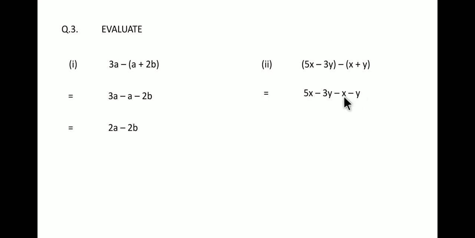Now you take the like terms and group them together. So 5x minus x, minus 3y and minus y. Now 5x and x, since they are different signs, we will subtract. So you'll get 4x, keeping the sign of the greater value, that is 5x, which is positive. And minus 3y and minus y, sorry, it's the same sign. So 3y and y will be added and the minus sign comes over here. So 4x minus 4y, again the unlike terms cannot be simplified further. So 4x minus 4y remains as your answer.